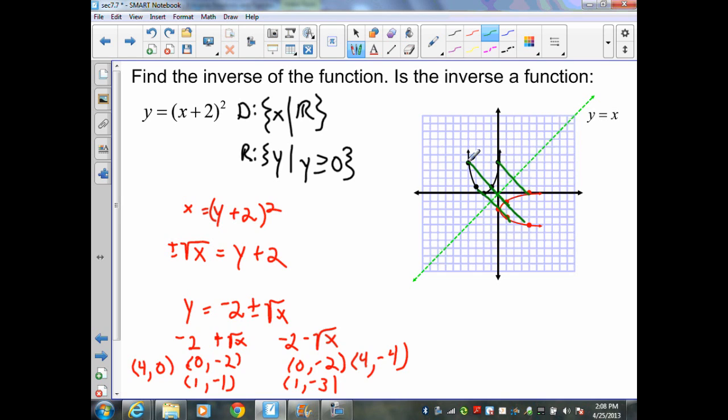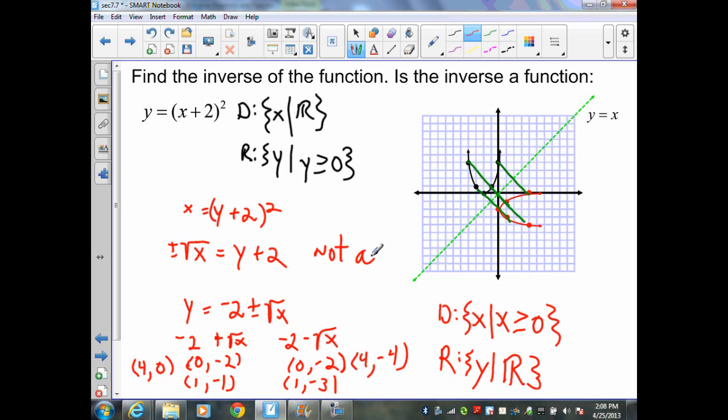Now I need to determine the domain and range. My domain, my x values, are going to be to the right of the y-axis, except for the one that's on it. So I'm going to have x is greater than or equal to 0. And my range, or my y values, can be all real numbers. And I can determine if this is a function by the vertical line test. Since my vertical lines intersect my graph at more than one point, this is not a function.